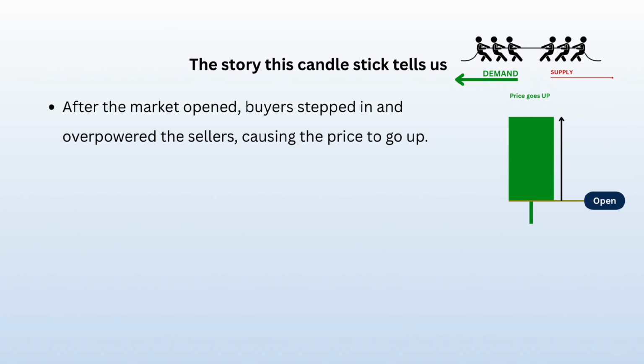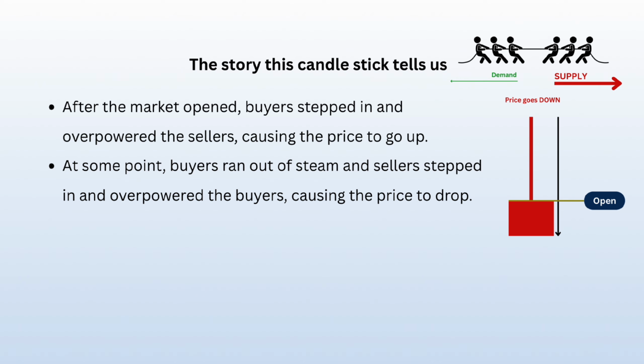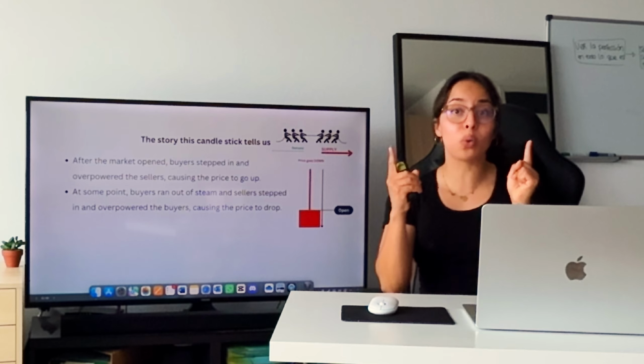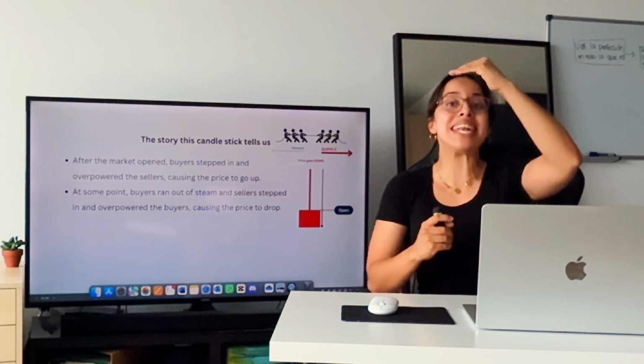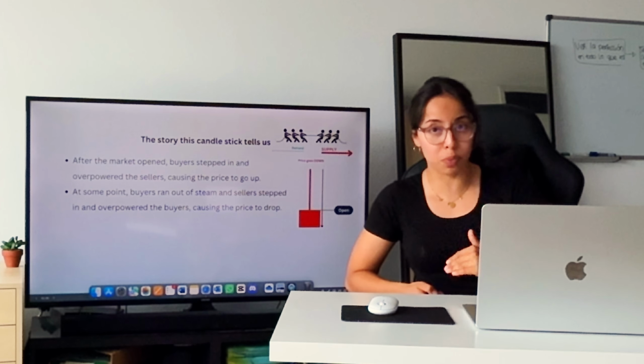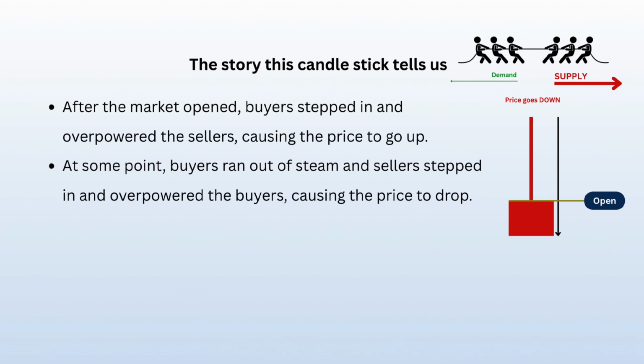After the market opened, buyers stepped in and overpowered the sellers, causing the price to go up. You see on the top right, I have price goes up when demand is higher than supply. At some point, the buyers stopped winning the battle, so the buyers ran out of steam and the sellers stepped in, overpowering the buyers, causing the price to drop. So there was a switch in the imbalance where first demand was winning, but now supply is winning, causing the price to go down. And the candle is still printing, by the way.